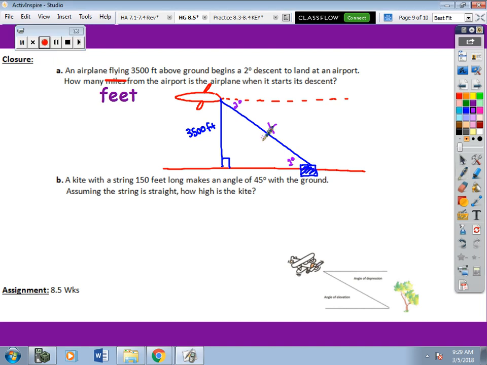So for this one, we should have put our x along the hypotenuse because it says the distance from the plane to the airport. So in this case, we should be using opposite and hypotenuse, our sine function. And then we would solve, multiplying by x, and then dividing by sine of 3.